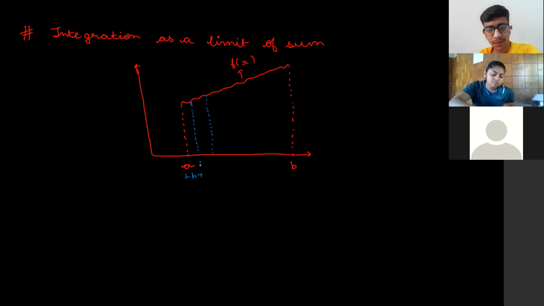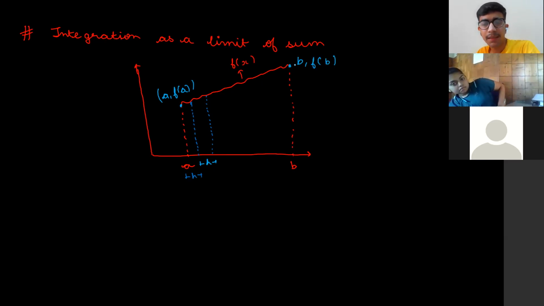This width is again h, so and so forth till b. So I'm cutting h के small rectangles जिनका width h है, and they are going from a to b. Okay. अच्छा, मुझे बताओ इस रेक्टेंगल का एरिया क्या होगा? This particular coordinate is a, f of a. This particular coordinate is b, f of b. Tell me the area of the first rectangle.